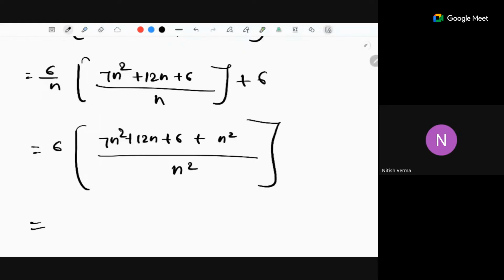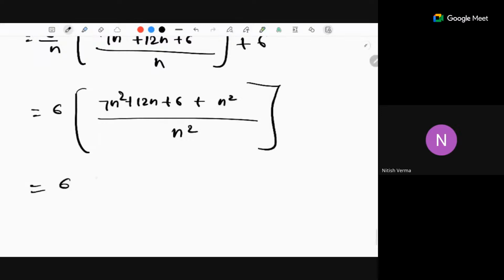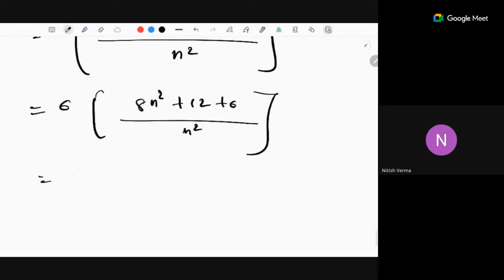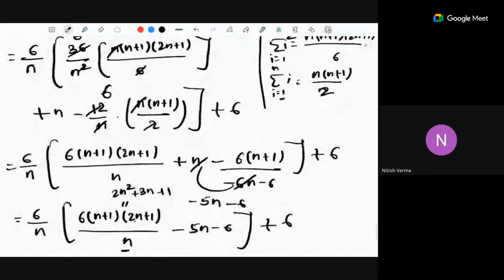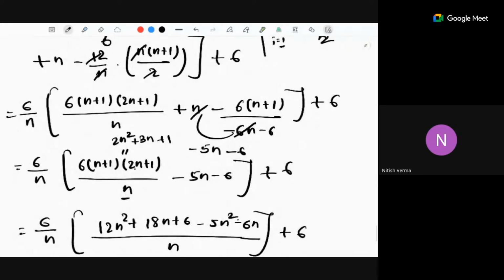Still we are not getting closer to the option. So let's see. That will be 8n square plus 12n plus 6. Yeah, you have to check by the options too. So the answer is 36 n minus 1 the whole square n by 12. Yeah, I'll check this in the meantime and I'll let you know. I have to sit and do it.